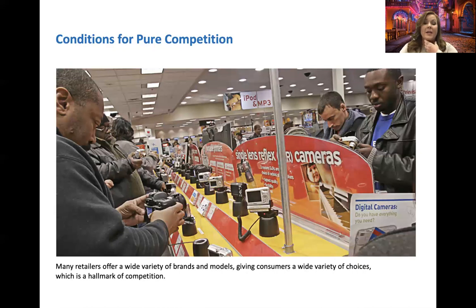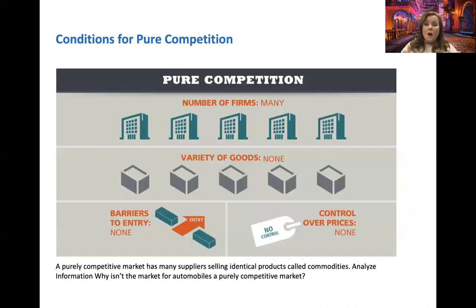Now, here would be an example. If you wanted a digital camera, there's a wide variety of brands and models, a wide variety of choices. And yes, this is a hallmark of competition, but this is not pure competition. Because even though it's a camera, does each one of them have different qualities that might make you pick one over the other? One might have better DPI, so it's priced higher, or has greater memory, or a better lens, and things like that just make it better. So when we talk about pure competition, it can't be like the camera situation.